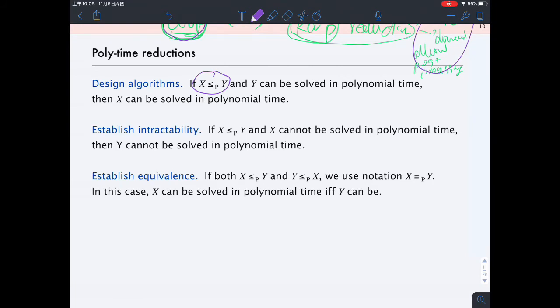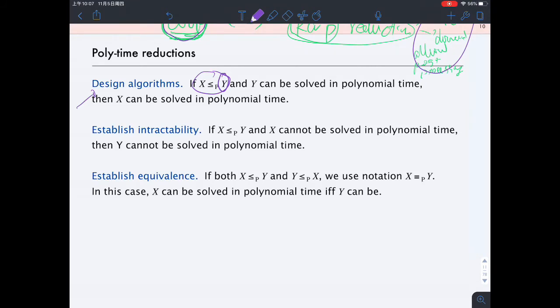The first reason is that we can design algorithms. Say that we already have an algorithm for solving y. Say we have an algorithm for solving the max flow, and we face a new algorithm problem. We have never seen this problem before.